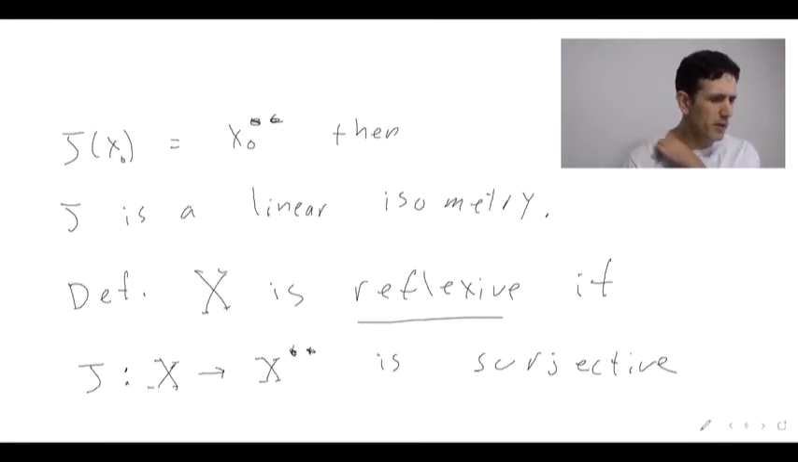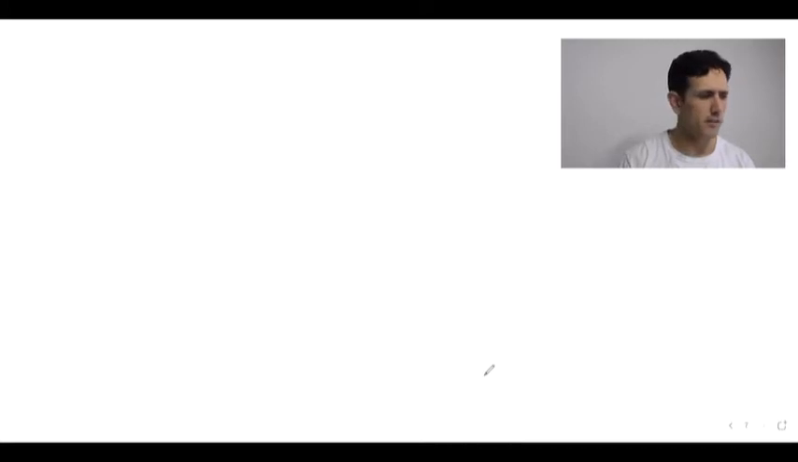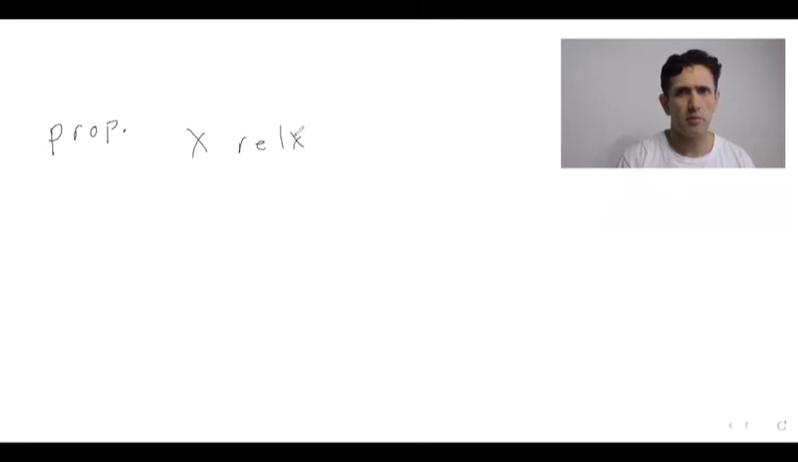So one point that I want to make is the following, and that is reflexive normed vector spaces have to be Banach spaces. It's pretty easy to prove. Sorry about that, it's worthwhile to prove. So X reflexive implies X is complete.